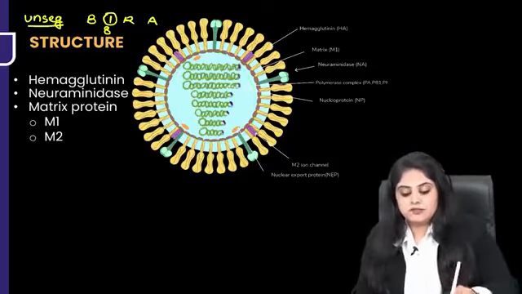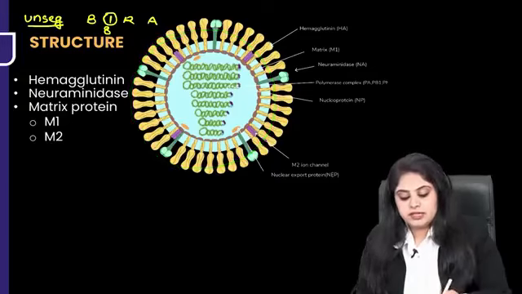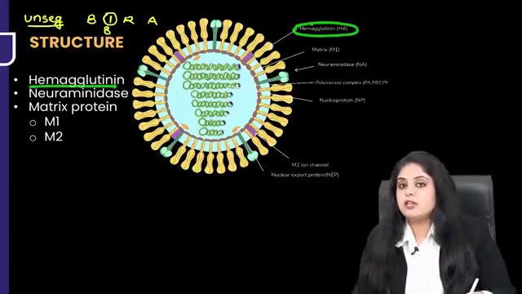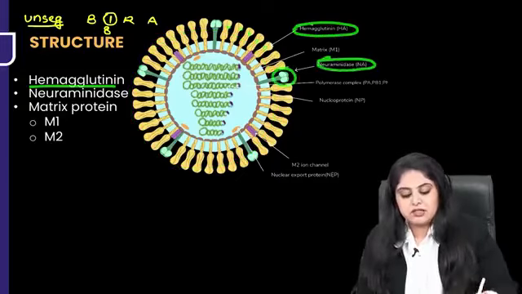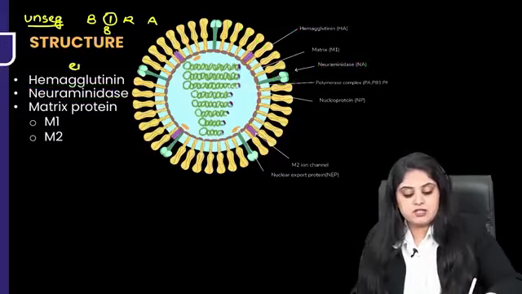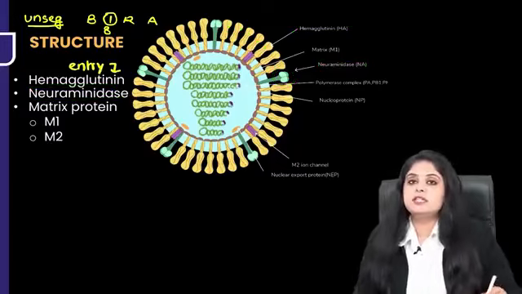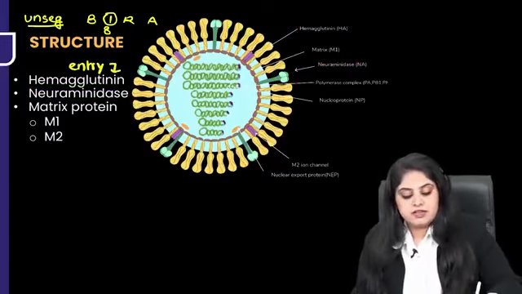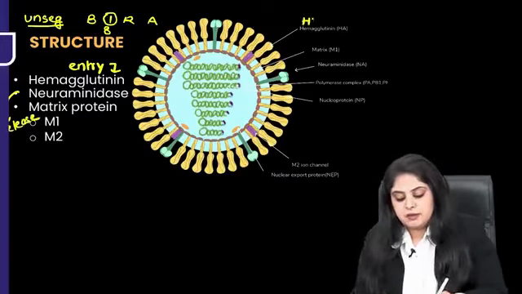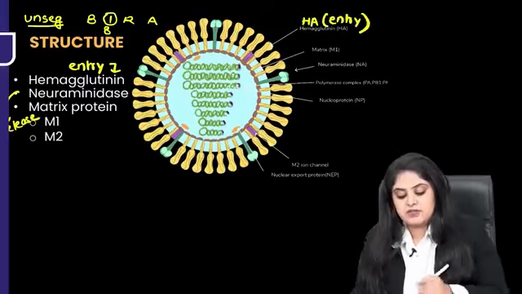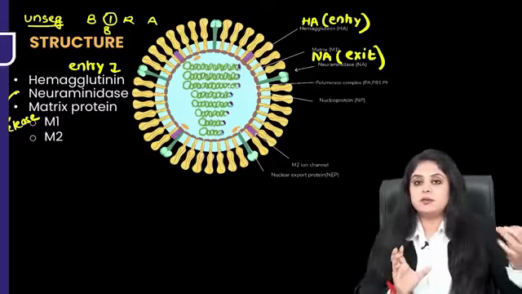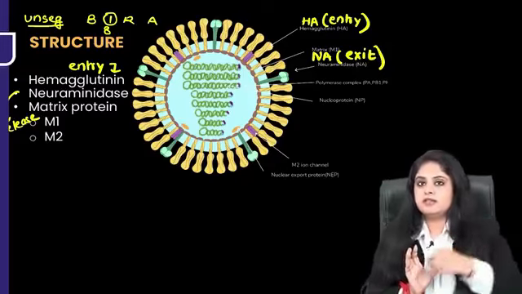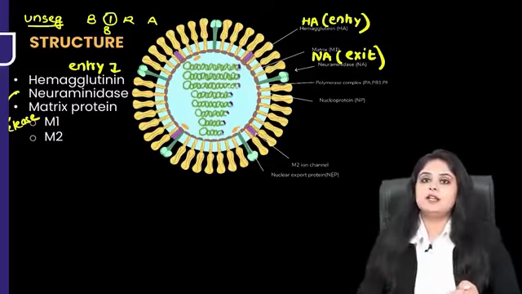And if you look at the outer surface, that is the envelope, you will be able to see that there are 2 proteins. One is HA, that is hemagglutinin, which is in great abundance, so many of them. And then the minor ones that you can see are the neuraminidase. Entry of the virus is mediated by hemagglutinin, whereas release of the virus is mediated by neuraminidase. Remember, entry is by hemagglutinin and neuraminidase is for the exit. So whenever a virus comes into our cells, maybe our respiratory cells, it will enter via HA, and if it has to come out of the cell, it will come out via NA.